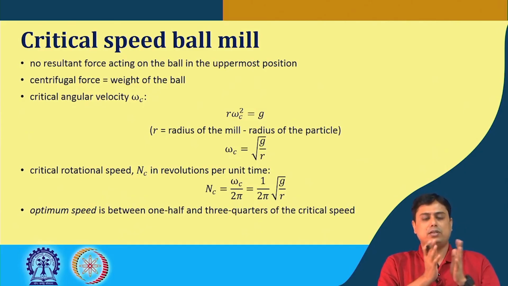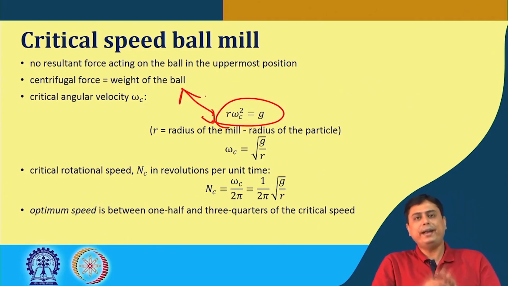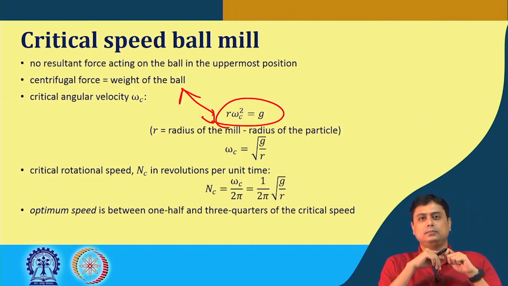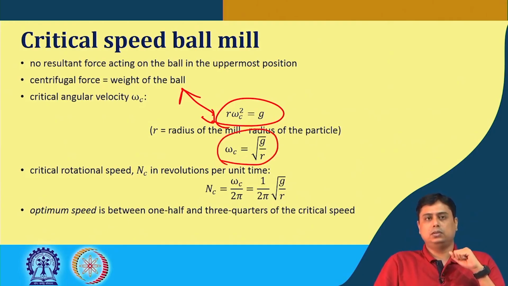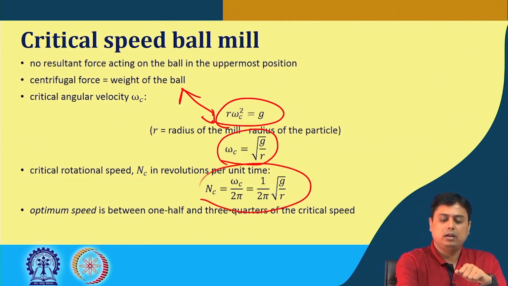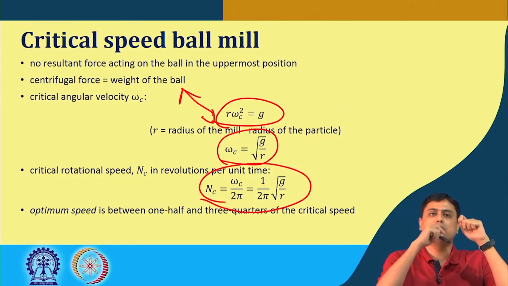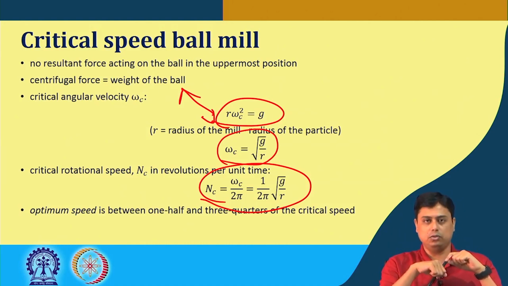So the critical angular velocity, say omega c, we can write this balance, where this r is the radius of the mill minus the radius of the particle. So that means we can have a critical angular velocity value. So the critical rotational speed nc, the revolution per unit time, can be written in this way. But remember, this is the critical one, where the centrifugal force is just the weight of the ball. The optimum has to be lesser than that, so that it can drop from that uppermost position.